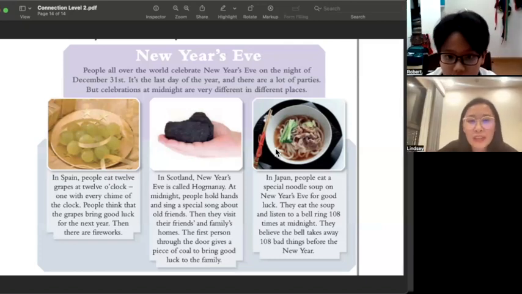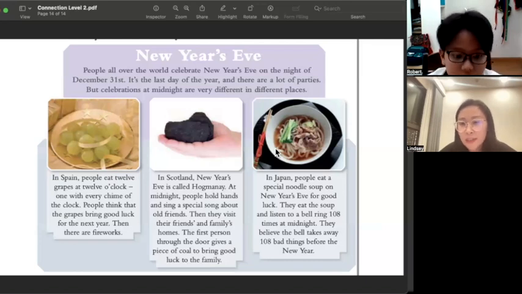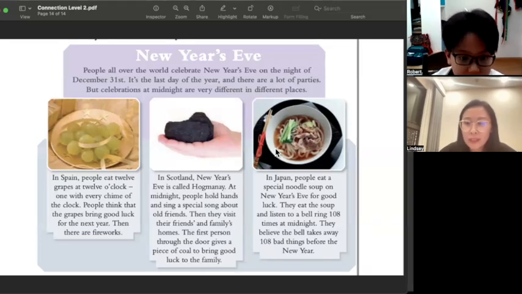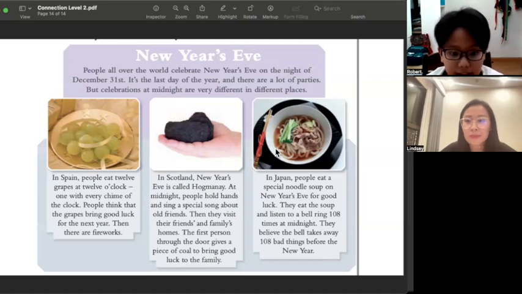Do you think that celebrations at midnight are different or the same in all the countries? It's different in different places. Okay, so let's talk about Spain. What do people in Spain eat at 12 o'clock? It's 12 grapes at 12 o'clock. Do you know why they eat 12 grapes at 12 o'clock? Because people think that grapes bring good luck for the next year.